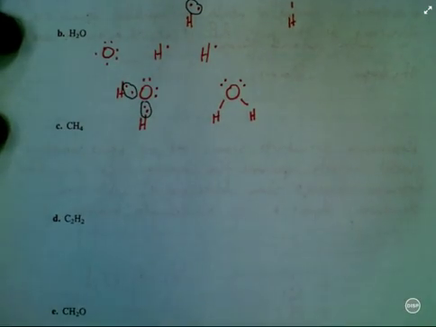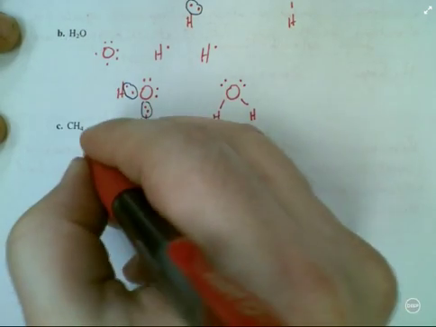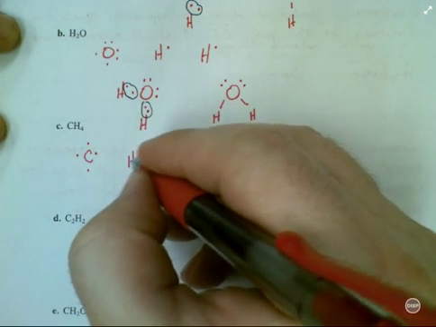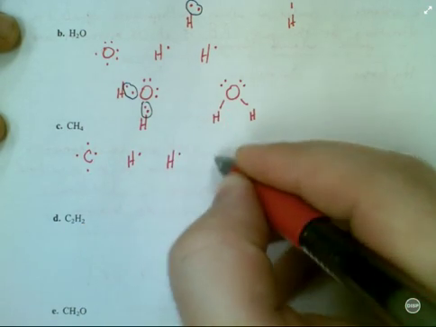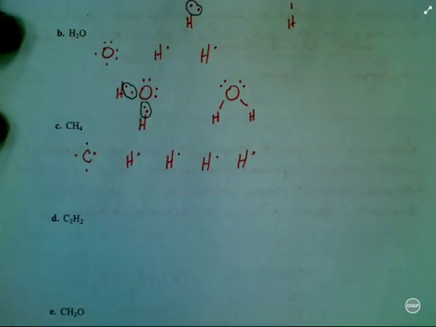C, looking at methane. This is the stuff that's in your farts. Yeah, this is natural gas. This is C: 1, 2, 3, 4 valence electrons. And then I have 4 hydrogens, each with 1 valence electron. So that's what I have to account for.